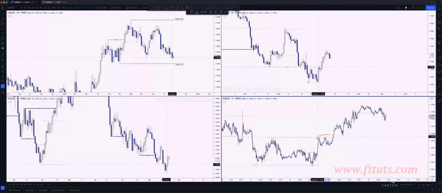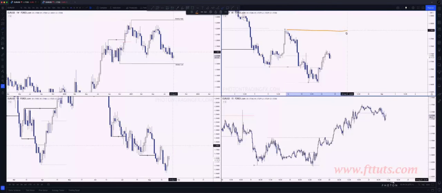That 15-minute break of structure, to give us that bullish trend change, was what? It was a 4-hour change of character. That 4-hour change of character can often lead to a 4-hour break of structure, a 4-hour bullish trend change, which would then give us what? That would give us that daily change of character.